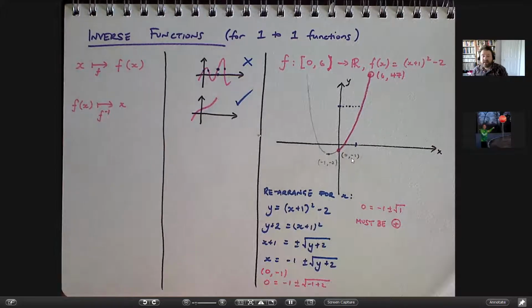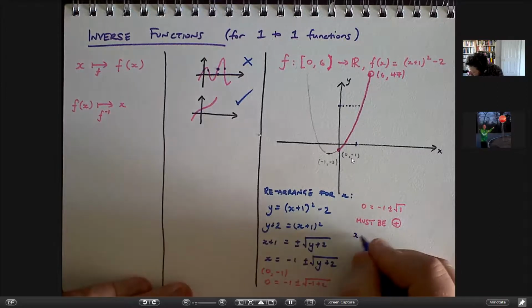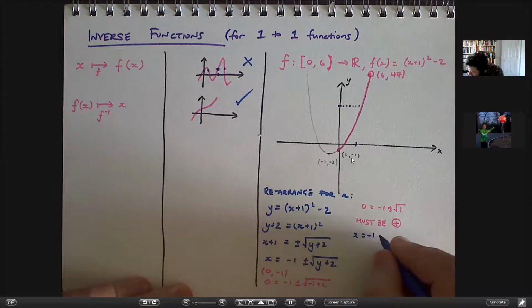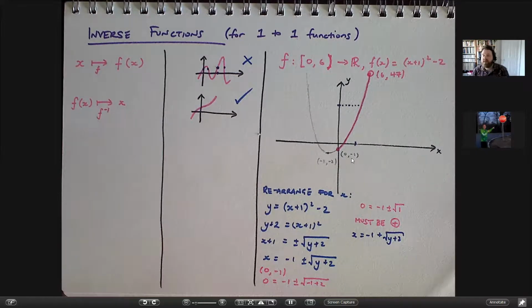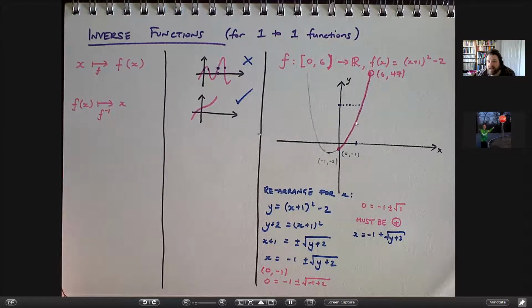Okay, so we're going to go back to our rearrangement here and we're going to say, okay, x is equal to -1 plus the square root of y plus 2. Okay, at this point, we've got exactly the thing we want. Remember, what we're aiming for is a function where we can plug in any value of y that this graph gives us, and it's going to spit out the equivalent x value for us. We call this relationship here the inverse function.